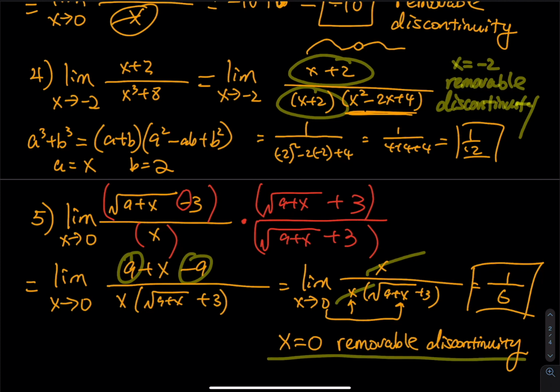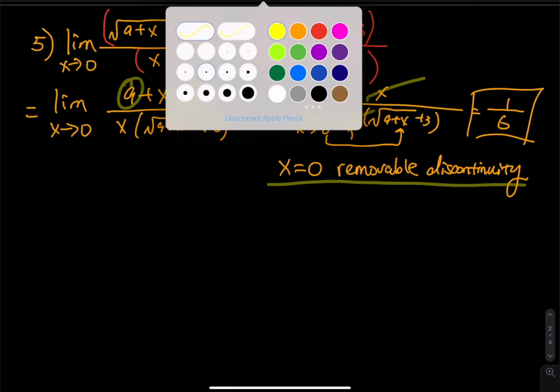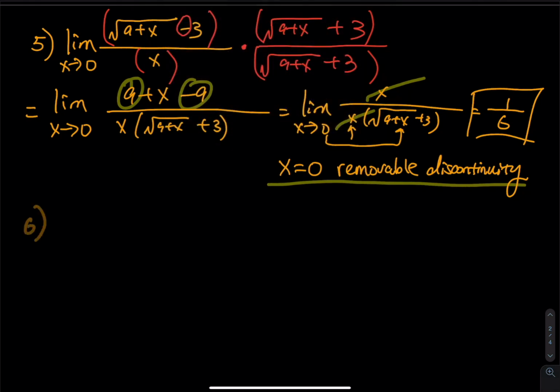All right, let's move on to number 6. After number 6, we have some absolute value to go over. So number 6, orange pen. Number 6, so we have the limit as x approaches 0 of the square root of 1 plus x minus the square root of 1 minus x, divided by x. And if you want, pause the video and write down the conjugate.